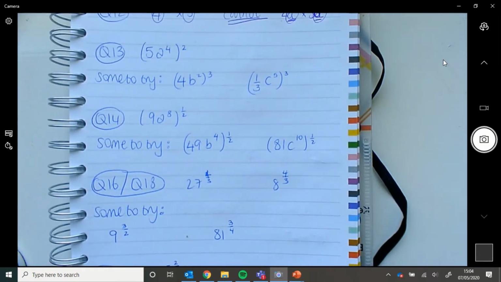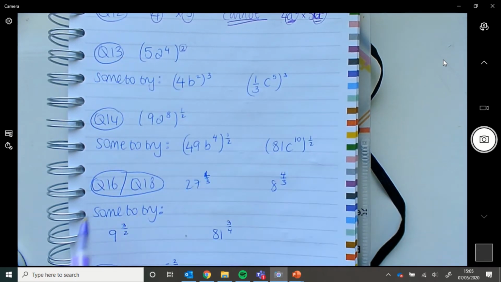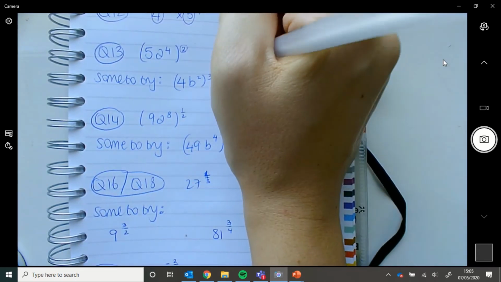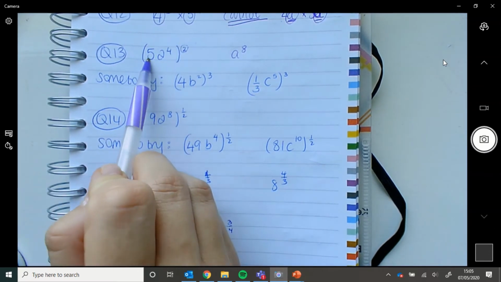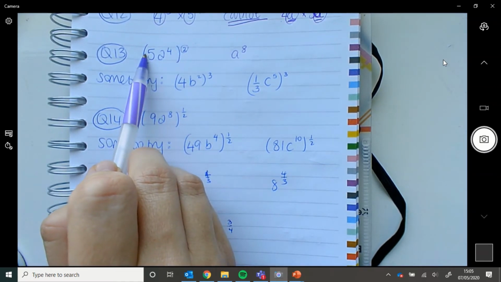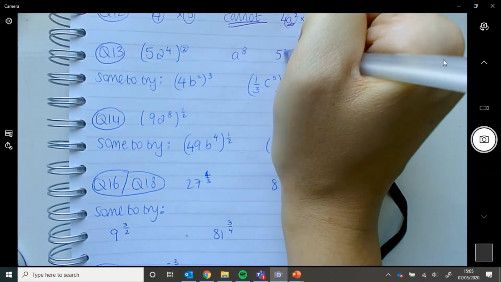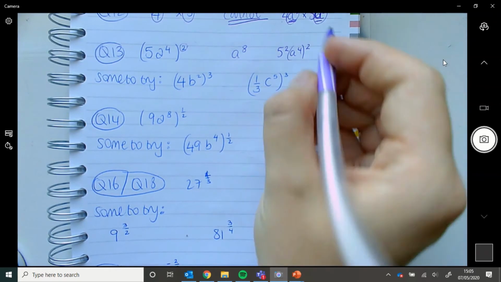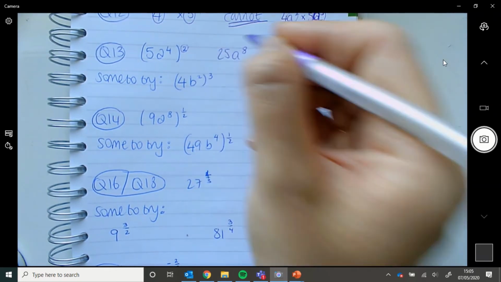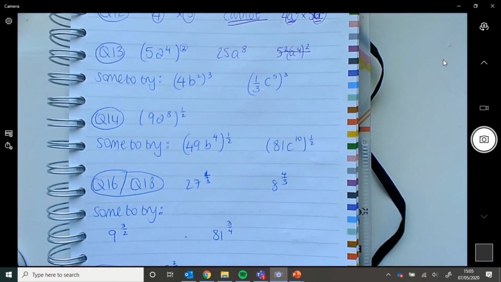Question 13, if you got this one wrong, please pay attention. Having the squared on the outside does mean that I need to make that A to the power of 8. Quite a lot of us managed to get that right, but it does not mean 5 times 2, it means 5 squared. I'm doing 5 squared and I'm doing A to the power of 4 squared, which gives me the A to the power of 8. Okay, so it's 25 A to the power of 8, not 10. Again, have a go at these two questions underneath if you struggled on that one.